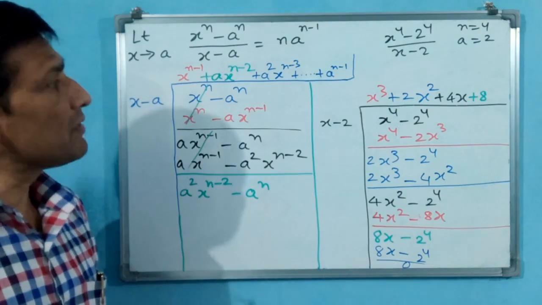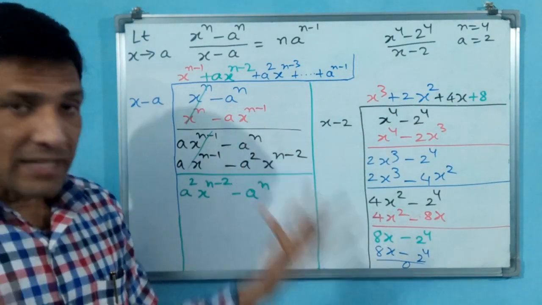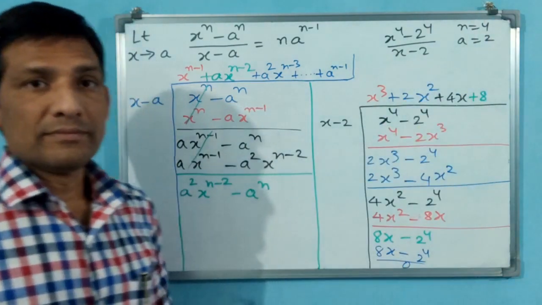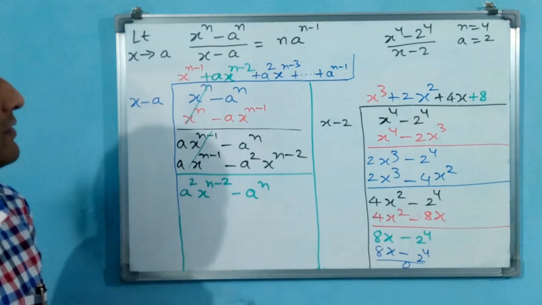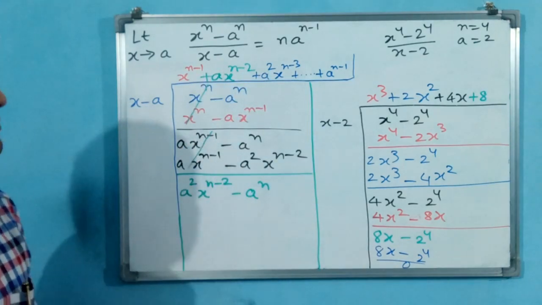A to the power n would mean 2 to the power 4, that is 16, would come. But you should not take that. Why? Because it doesn't come. Only 8 will come. You understand now? Okay. See here, 2-3 points you have to note down.